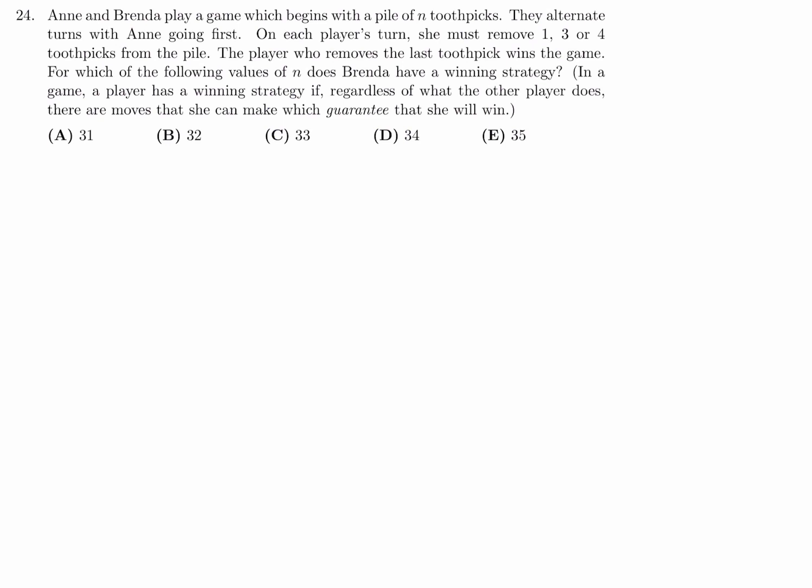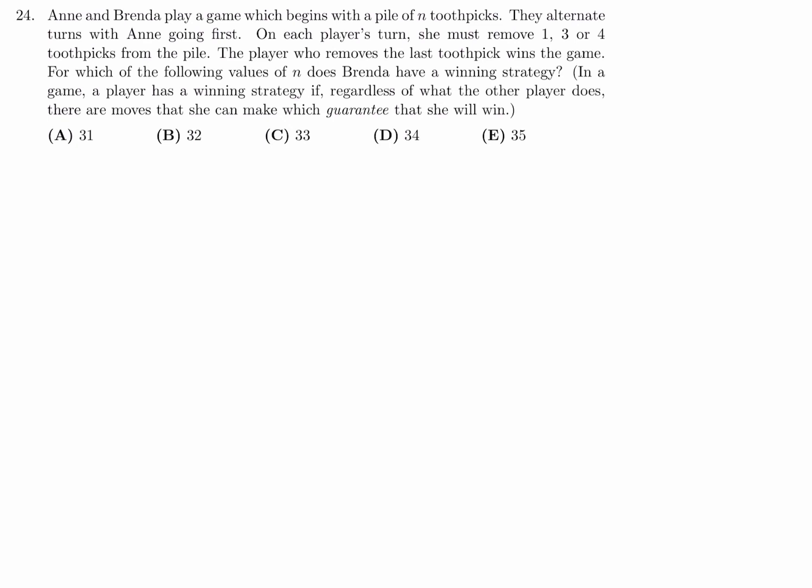Anne and Brenda play a game which begins with a pile of N toothpicks. They alternate turns, with Anne going first. On each player's turn, she must remove 1, 3, or 4 toothpicks from the pile. The player who removes the last toothpick wins the game. For which of the following values of N does Brenda have a winning strategy? In a game, a player has a winning strategy if, regardless of what the other player does, there are moves that she can make which guarantee that she will win.